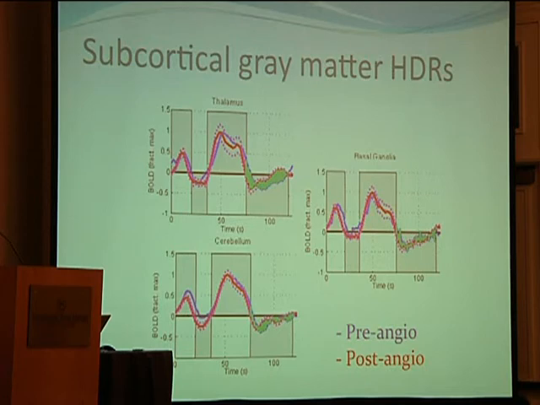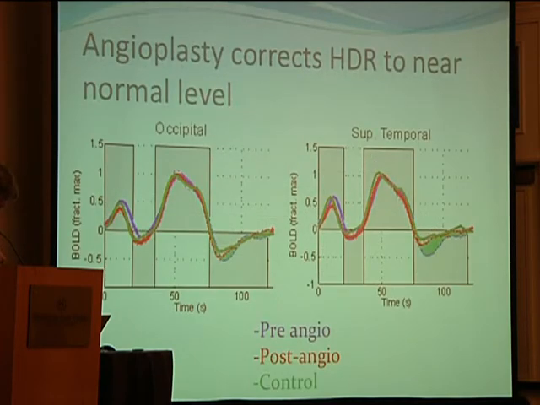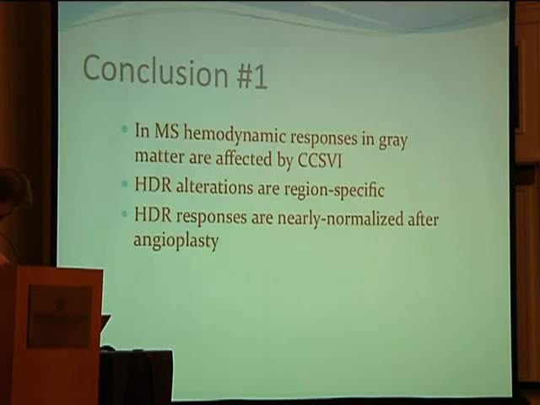And so these plots are of regions of interest in a subcortical brain area. And again, if we plot, let's focus here. So pre-angio is blue, post-angio is red, and the control is green. So it looks like in this particular region, the angioplasty procedure reduced the undershoot, essentially normalized it, brought it closer to normal.